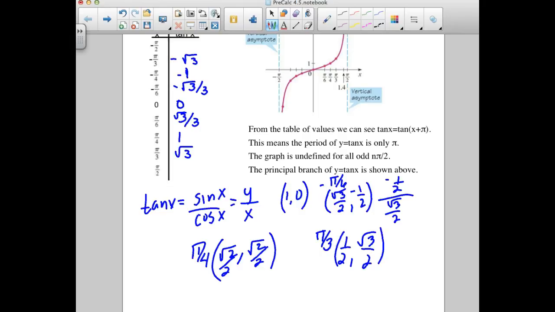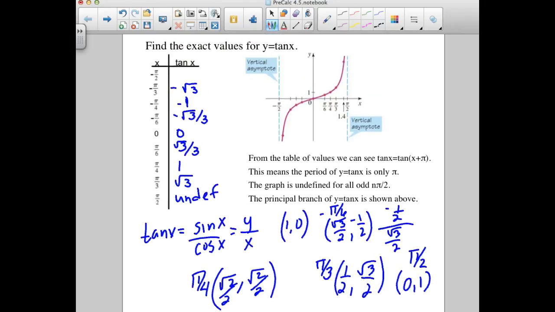All right, last one, pi over 2. What's my ordered pair at pi over 2? 0, 1. What happens when I do tangent? It's undefined, right? 1 divided by 0 we can't do. So we are undefined here and here.